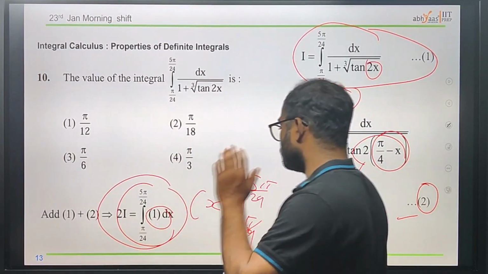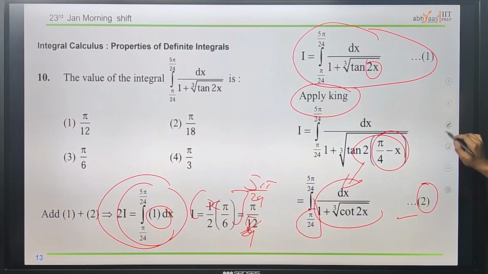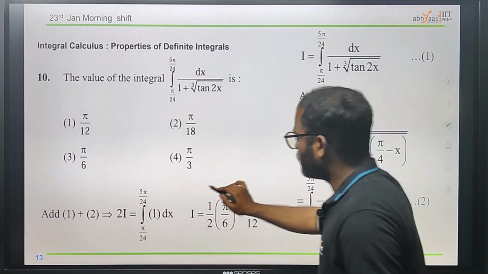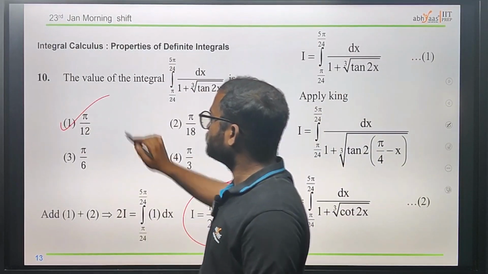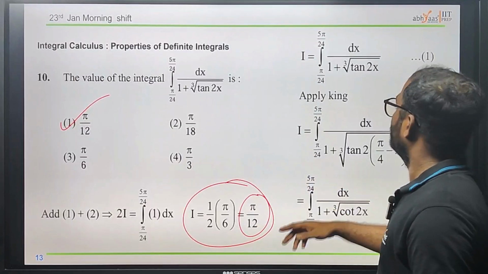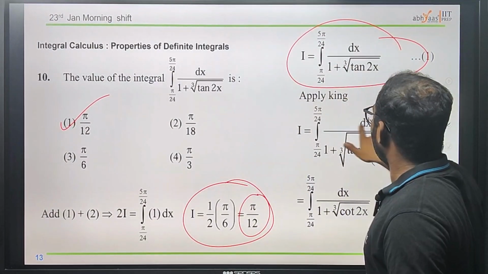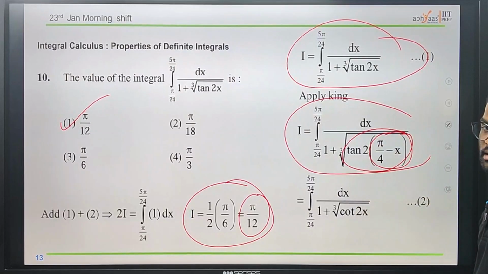Okay, I hope you understood. That's how we can easily find the I values, which is nothing but the definite integral value, which is this one, pi by 12, sorry. That's option 1, the correct answer. In this question, just using the King's property, it is easy for us to solve. First you need to just think about it.